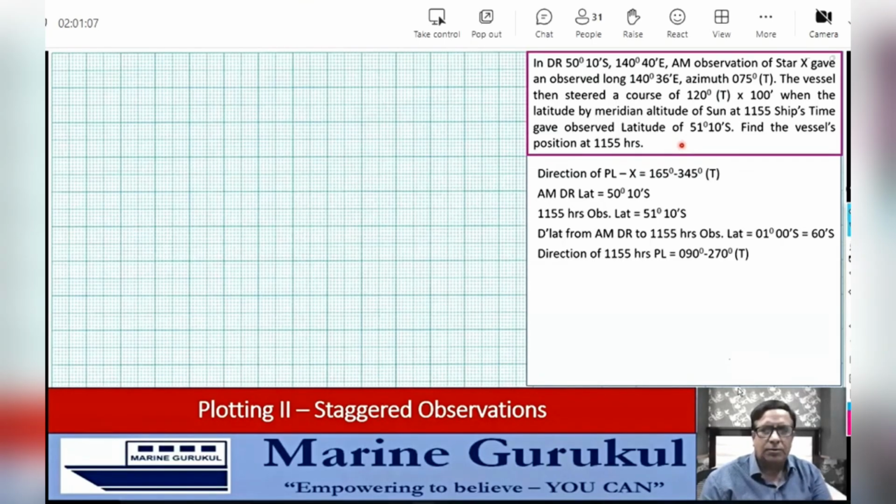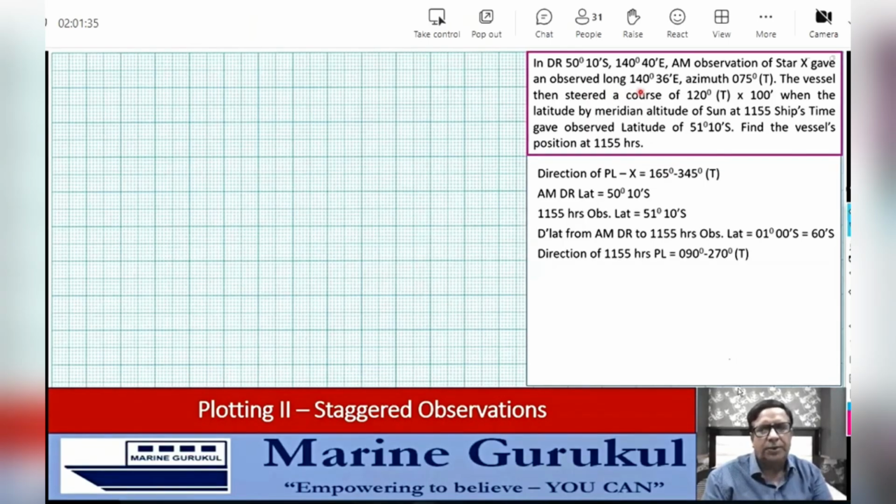I am pretty sure that if we were given a chart for this area, we could have easily transferred the AMPL to 11:55 and got the desired response. Now, in the absence of chart, let's try to create a small chart on our graph and do this question through an assumed scale. Now, in the morning sight, obviously it has been solved by longitude by chronometer method.